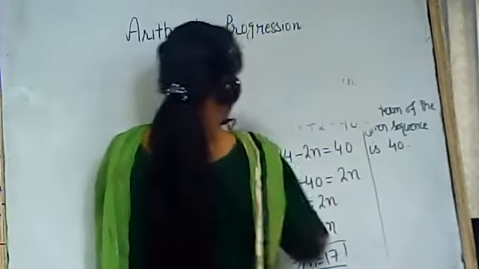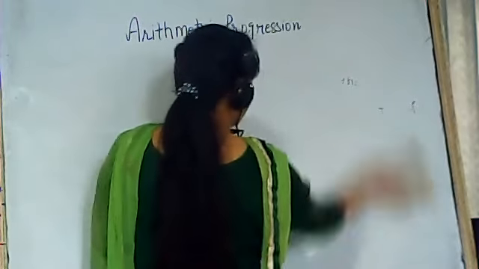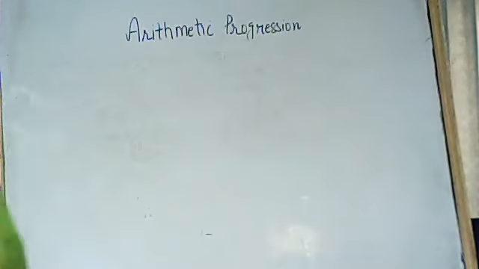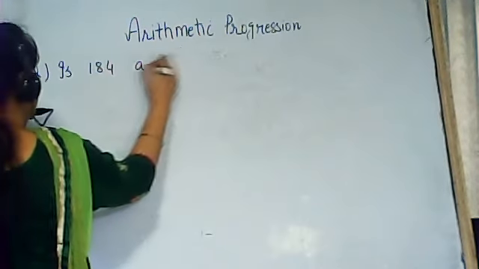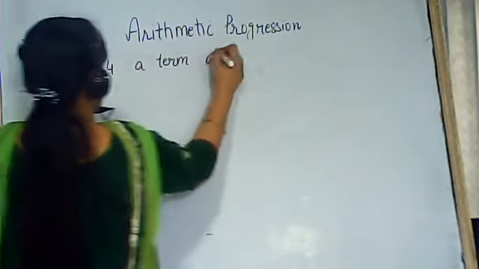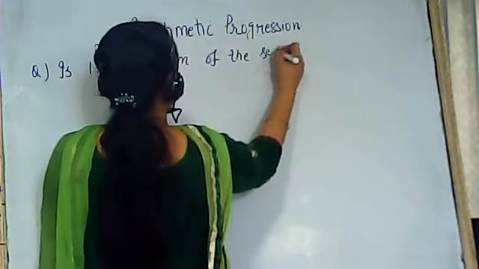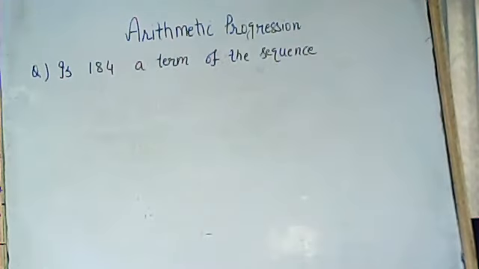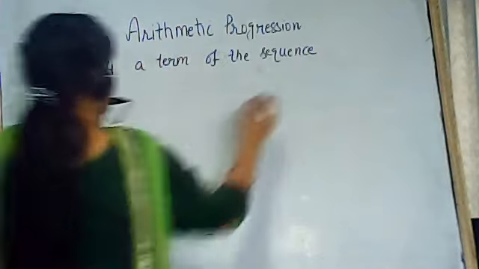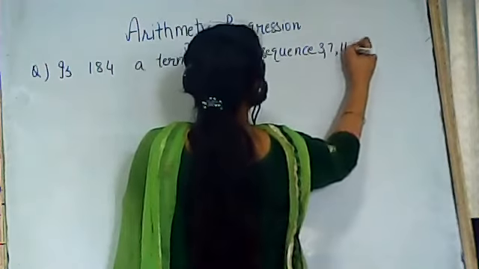These type of examples are important from the examination point of view also. So let us discuss one more example. The next question: is 184 a term of the sequence 3, 7, 11 and so on?